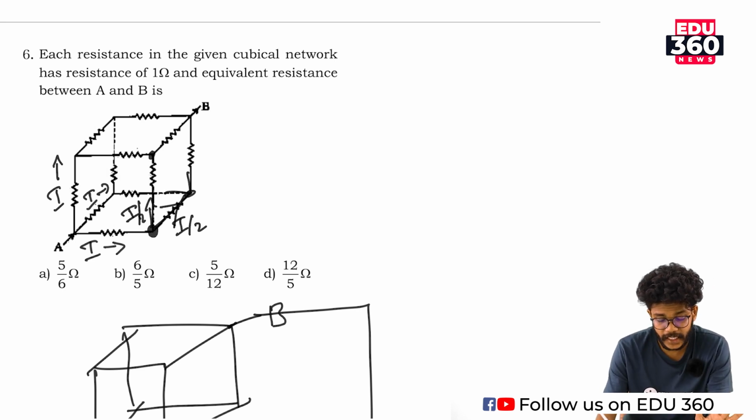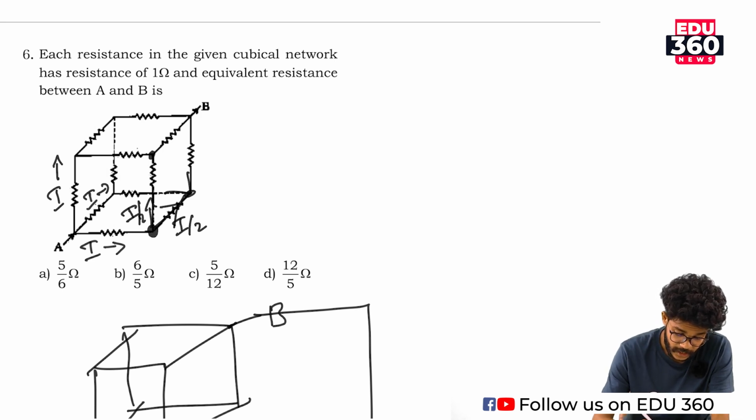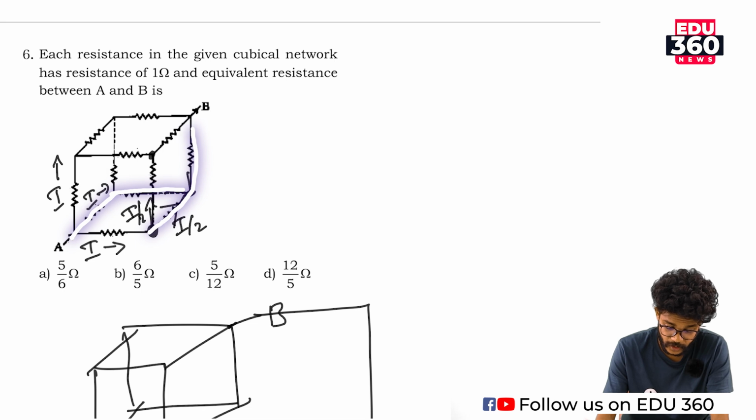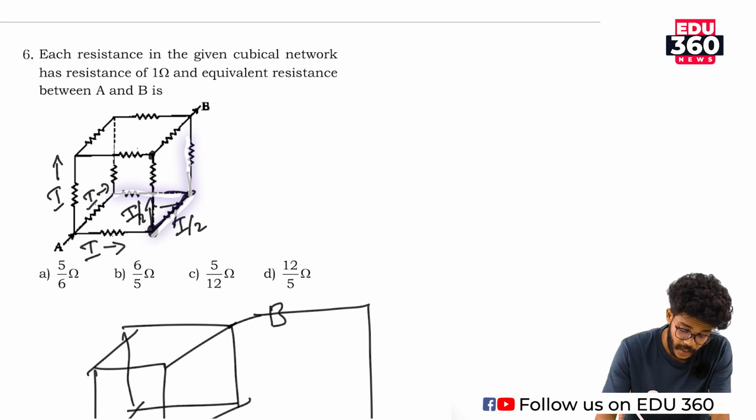That means identical in nature. Okay, but the current coming from this is also coming from here, so the current only wants to go to here. So the current from here will be I by 2, and the current coming from this is I by 2. So the total current coming from here is I. So I marked the current here as I by 2.